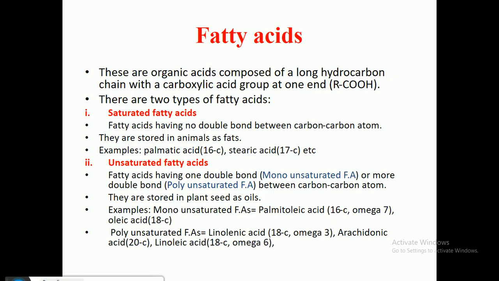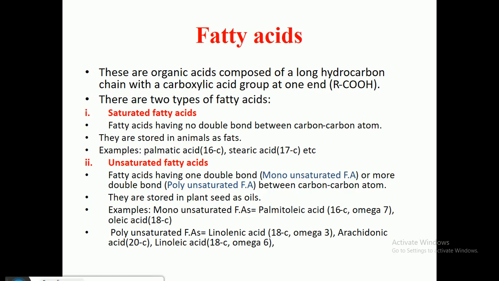The best examples of saturated fatty acids are palmitic acid, with 16 carbon atoms, and the second one, stearic acid, which consists of 17 carbon atoms. So the difference between palmitic acid and stearic acid is that palmitic acid consists of 16 carbons, while stearic acid consists of 17 carbon atoms.